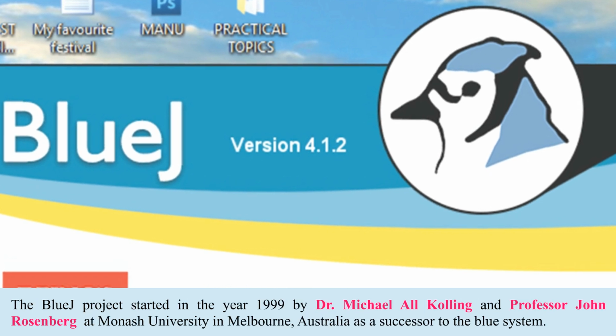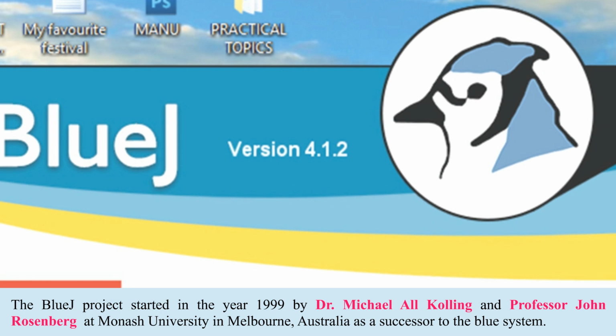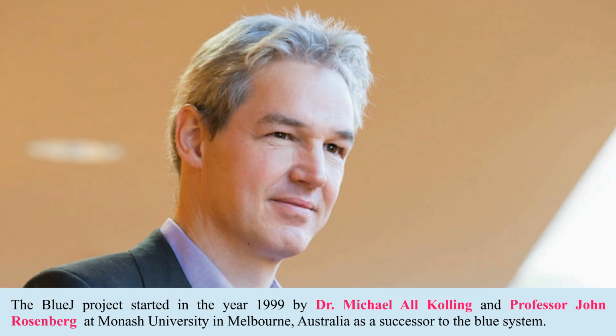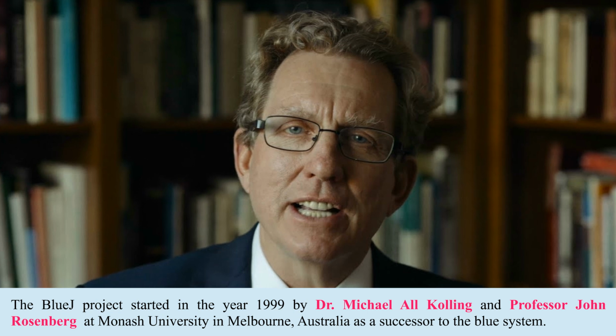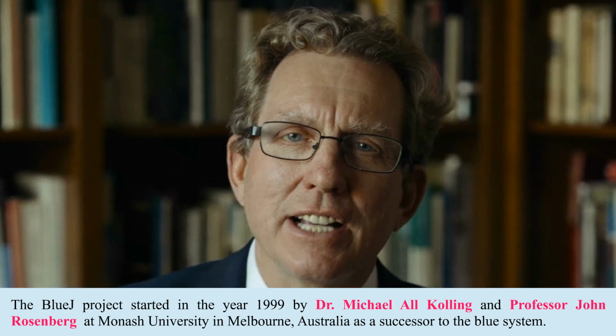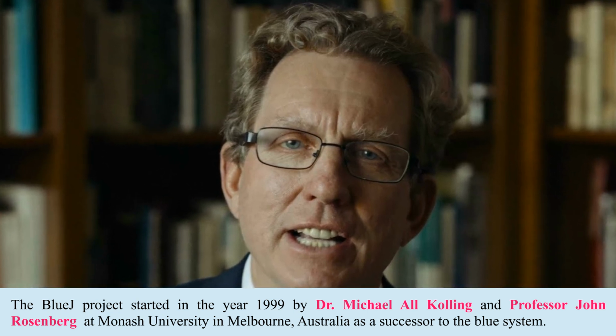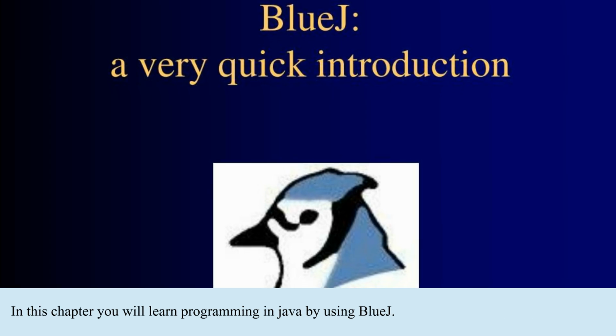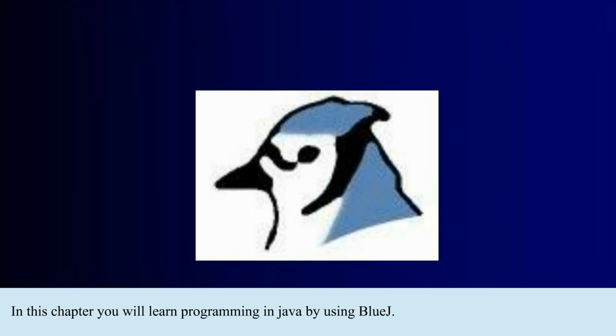The BlueJ project was started in the year 1999 by Dr. Michael Kolling and Professor John Rosenberg at Monash University in Melbourne, Australia, as a successor to the Blue system. In this chapter you will learn programming in Java by using BlueJ.